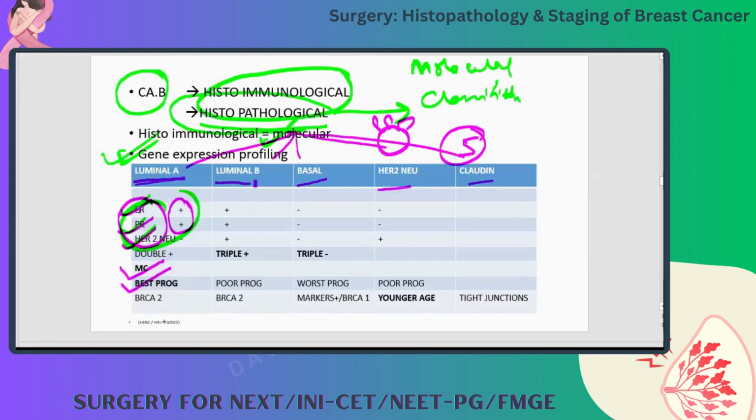In the same way, see here luminal B. It is triple positive. All the 3 are positive here: ER positive, PR positive, HER2/neu positive. So it is known as triple positive disease. It has poor prognosis. And basal is triple negative, so nothing will work here. It is triple negative, so it has the worst prognosis. And these 2 are not so important, but for completion's sake, HER2/neu type is seen at younger age. Only HER2/neu positive is seen at younger age.